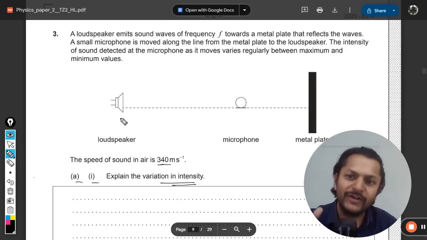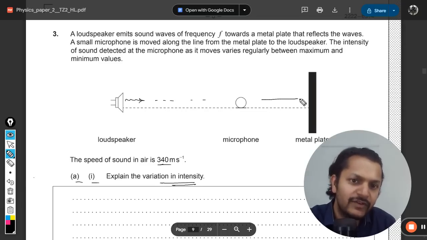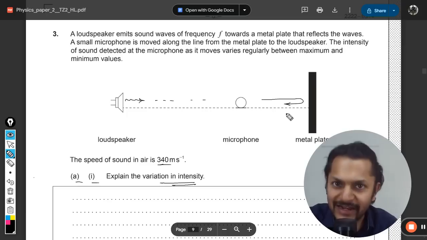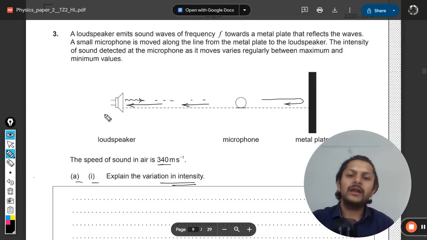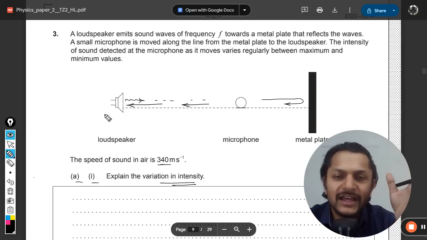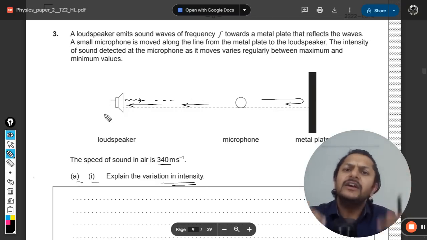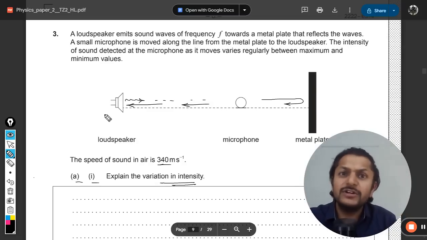So first of all, the speaker is not moving. It is stationary and it is emitting the sound here. So this sound is going towards this, and obviously at this point it is going to be reflected, and then the wave is coming back to the speaker. Now, the condition for the standing wave is that it is the superposition of two waves which are having same wavelength, same frequency, same amplitude, everything same, but only that they're moving in different directions.